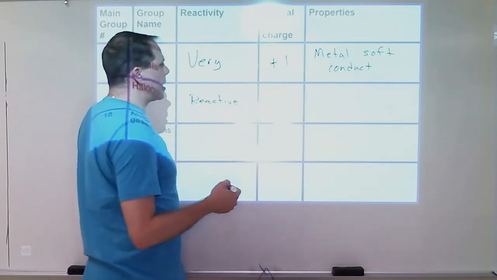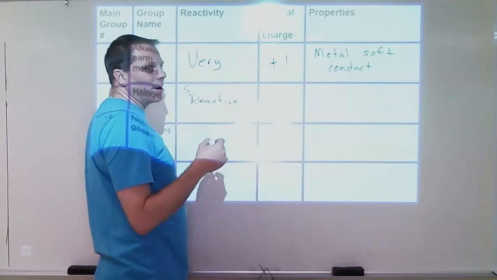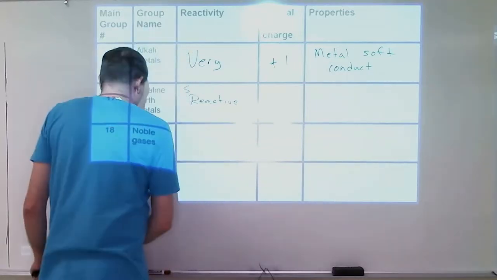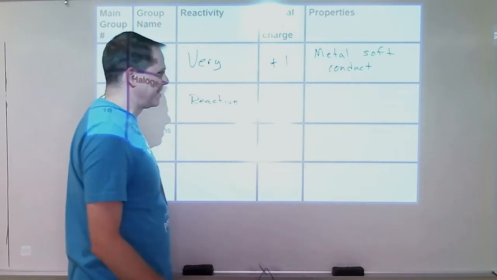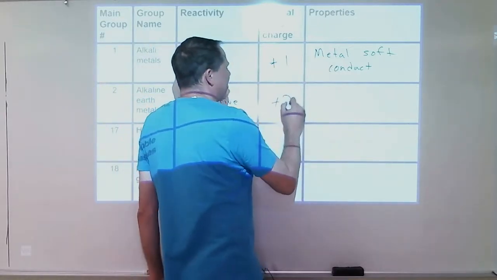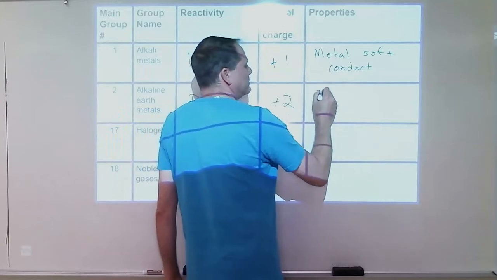So moderately reactive, or they're reactive. I don't know what word I like in that one. They're reactive, just not very reactive, not as reactive. Alkali earth metals are going to have a +2 charge, and again, they're going to be metals.